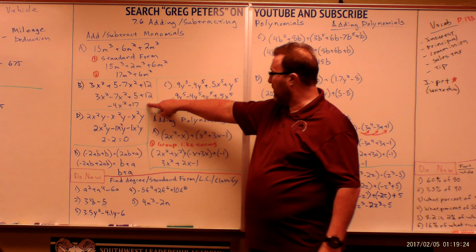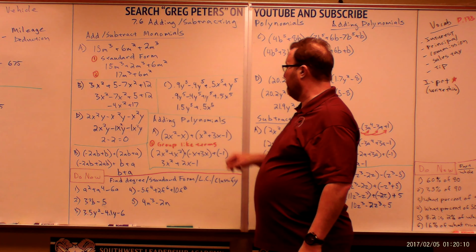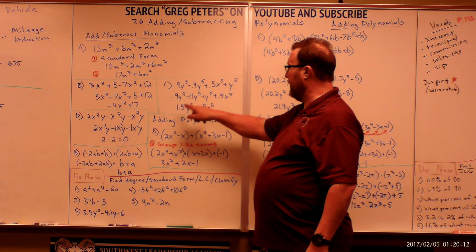Okay? Then our last one's kind of the Lone Ranger here. It's all by itself. It's x^5. That one's going to stay by itself. So we're going to add this: 0.9 minus 0.4 plus 1. Right? Why is this plus 1? There's a value of at least 1 in front of the variable. So that's 1.9 minus 0.4, so our answer is 1.5y^5, and then bring down the 0.5x^5.